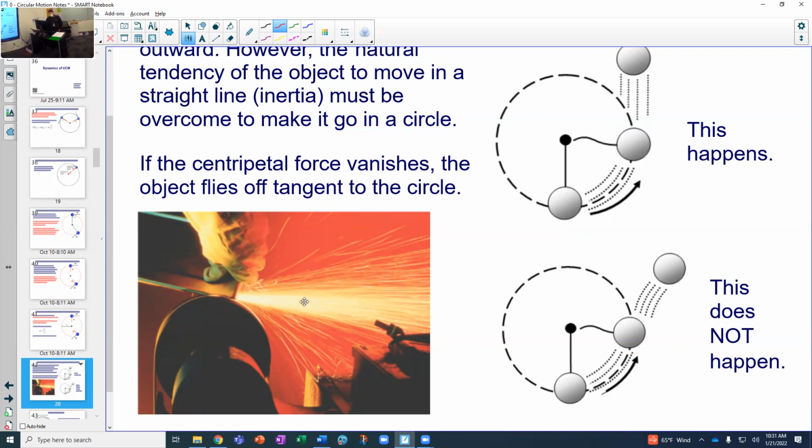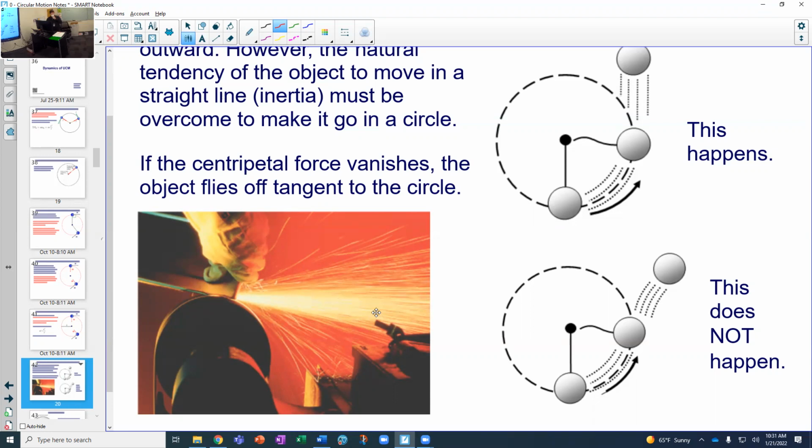These sparks are all coming off tangent to the circle depending on where they're originating. If it originates right here, it's pretty much straight out. If it originates right here, it's coming more at this angle. If it's down on this tip, it's coming more at this angle. So depending on which part of the metal contact is generating the spark, it's coming off tangent to the circle. And you can see most of them are kind of right here because most of the contact is right at that spot.